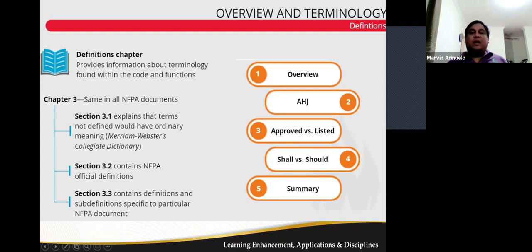Overview includes the explanation of the terms found within the code, section and subsection. The phrase AHJ means authority having jurisdiction and is found frequently throughout the code. It is an organization, office, or individual responsible for enforcing the requirements of the code or standard. The authority having jurisdiction can be a government employee or enforcer, such as a fire marshal or building inspector, including maybe the insurance company also, which might have an important role.